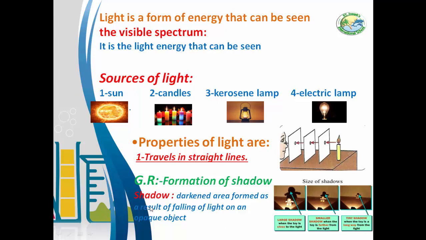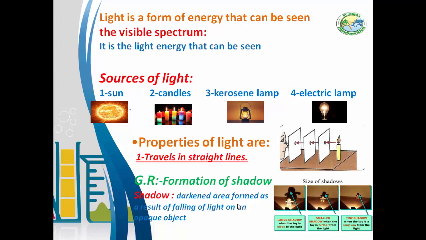So shadow is a darkened area formed as a result of falling of light on an opaque object. When we have a give reason question, formation of shadow, or why the shadow is formed, the answer will be because light travels in a straight line. Define shadow. Shadow is a darkened area formed as a result of falling light on an opaque object.